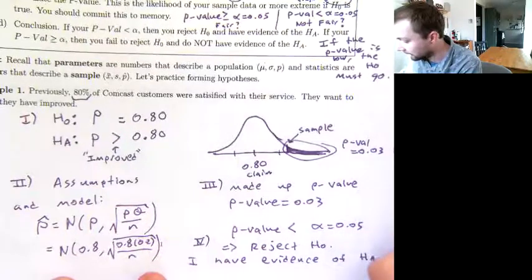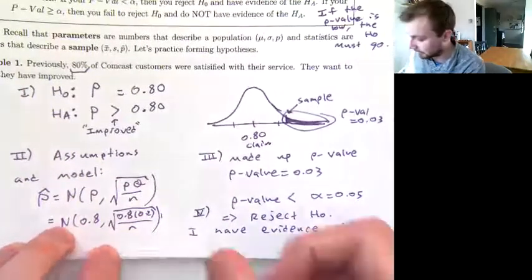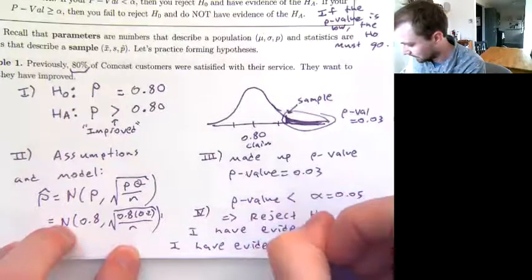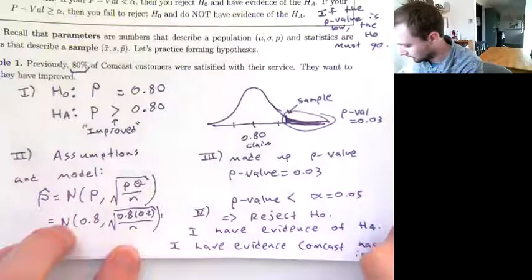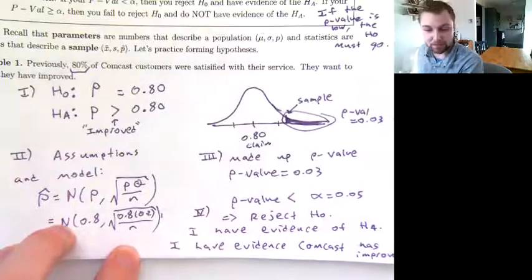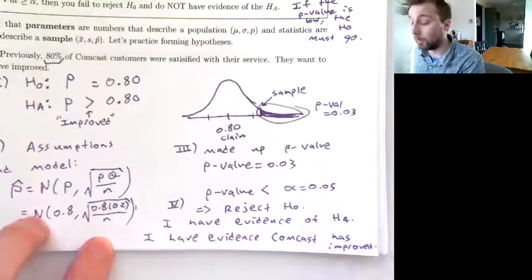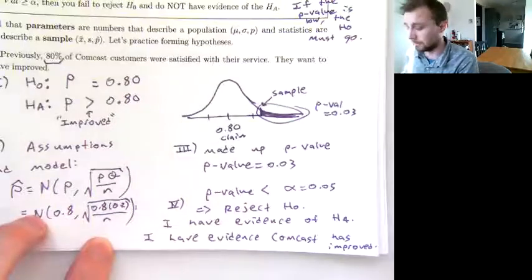And I'm not just going to say I have evidence of HA. I have to write this in context so that people know what this problem is really about. In this case, I have evidence Comcast has improved. So they used to have an 80% satisfaction rate. Now it's higher than 80%. If you're wondering, what would their current satisfaction rate be? Let's say I wanted to be 95% sure I knew what their current satisfaction rate looked like. Well, that would be answered using a confidence interval instead of a hypothesis test.